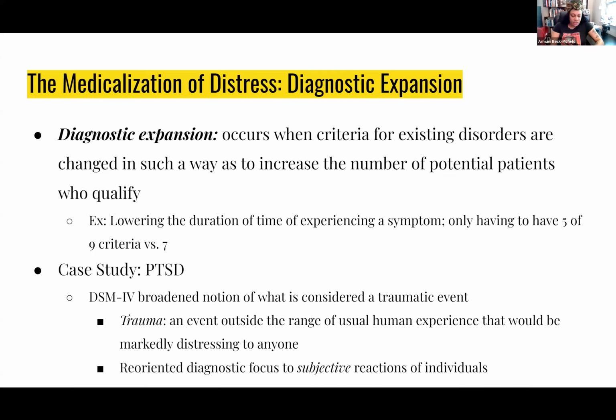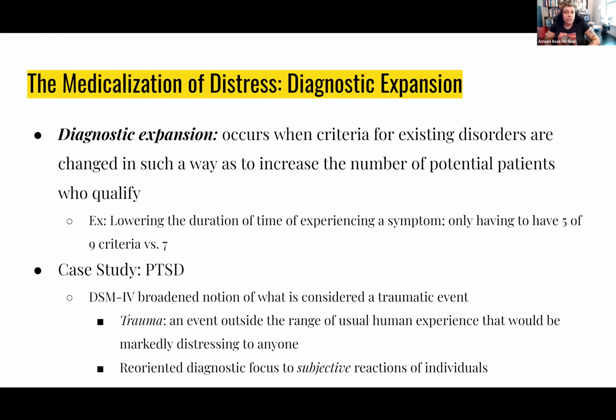And so it's not just wartime. It used to be wartime, but now it's not just that. It can be receiving a distressing phone call that reminds you of a traumatic event. That would be eligible for a diagnosis. And so now trauma is defined as any event outside the range of usual human experience that would be markedly distressing to anyone. And so it reorients the diagnosis to subjective reactions of individuals rather than objective identifiable causes.